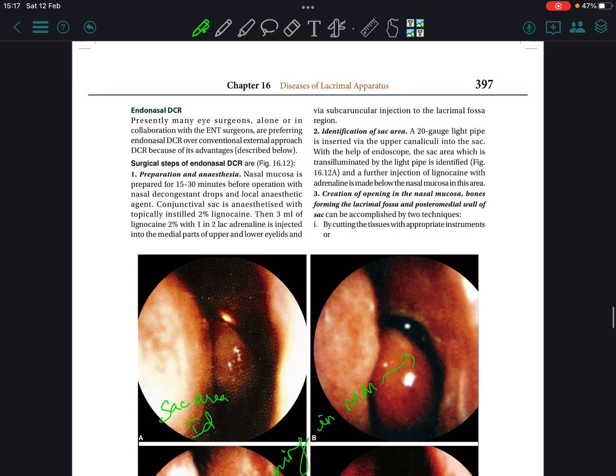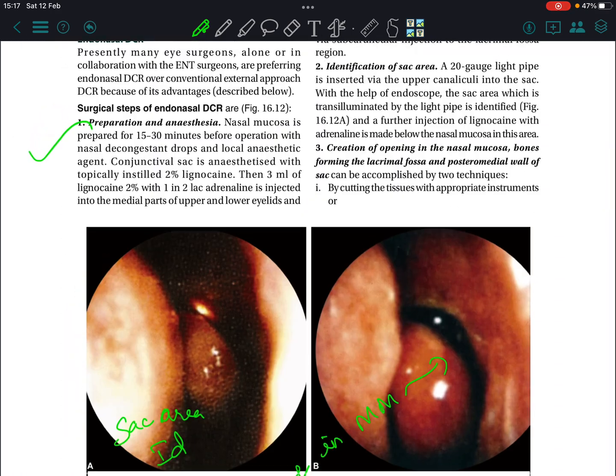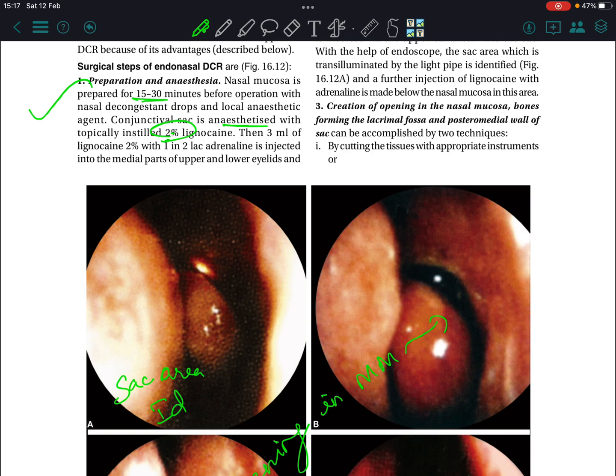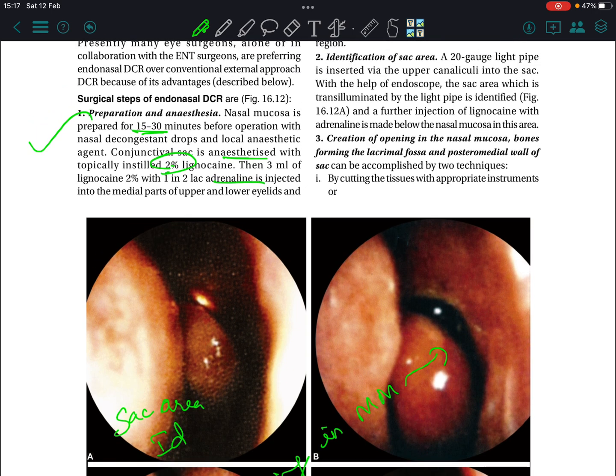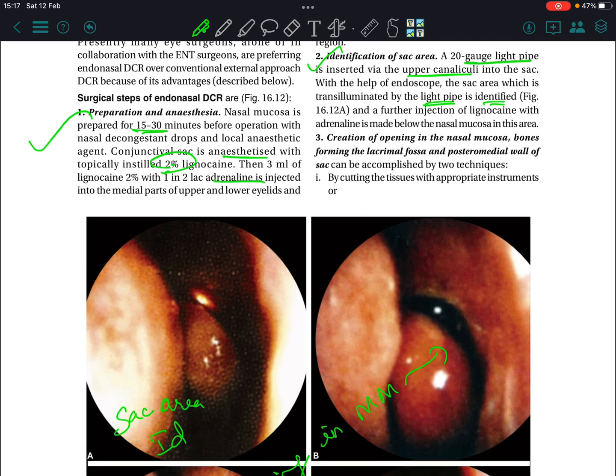Endonasal DCR. Preparation and anesthesia: the conjunctival sac is anesthetized. Then 3 ml of lignocaine with 1 in 2 lakh adrenaline is injected into the middle parts of the upper and lower eyelids. Identification of sac area: a 20 gauge light pipe is inserted by the upper canaliculus into the sac. With the help of an endoscope, the sac area, which is transilluminated by the light pipe, is identified.